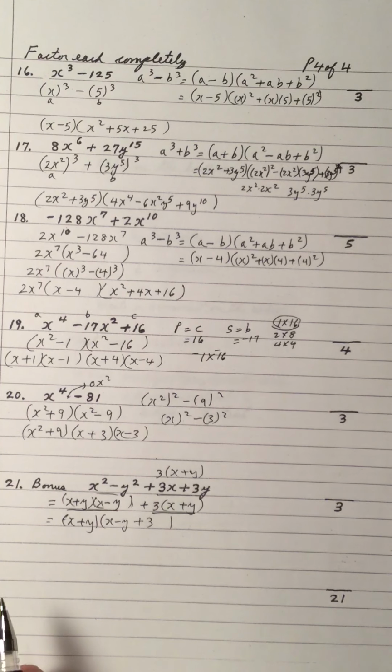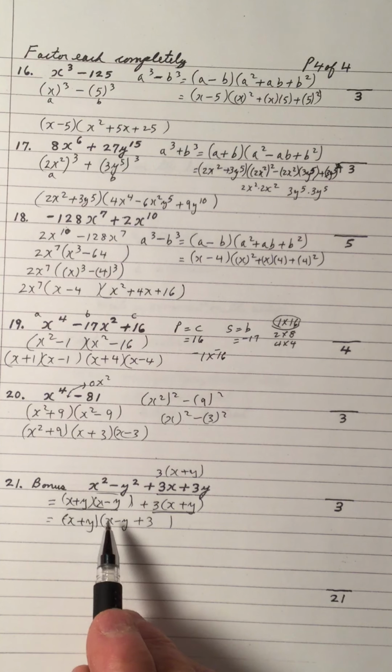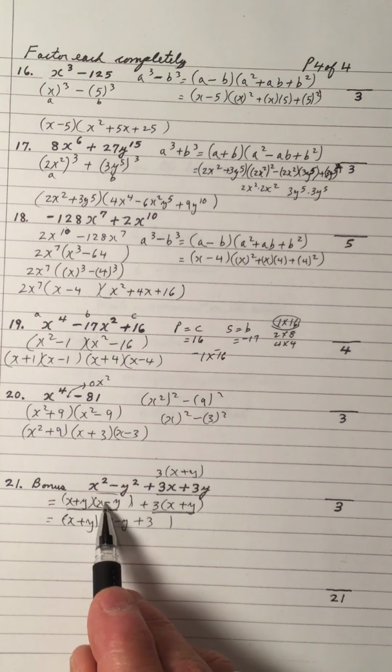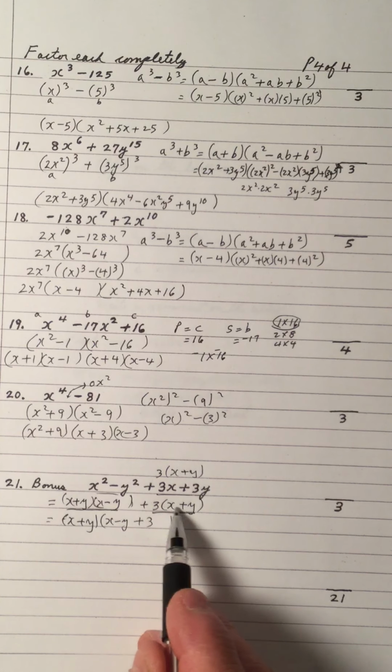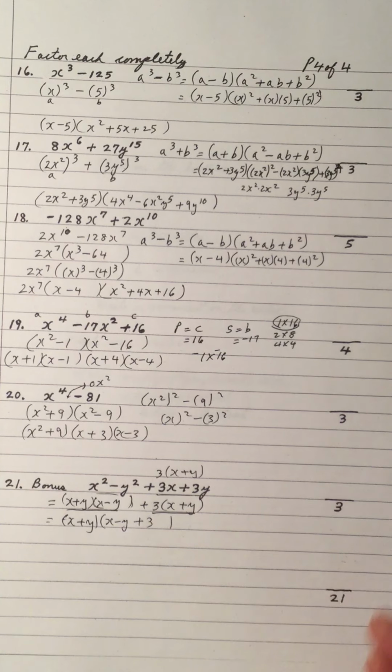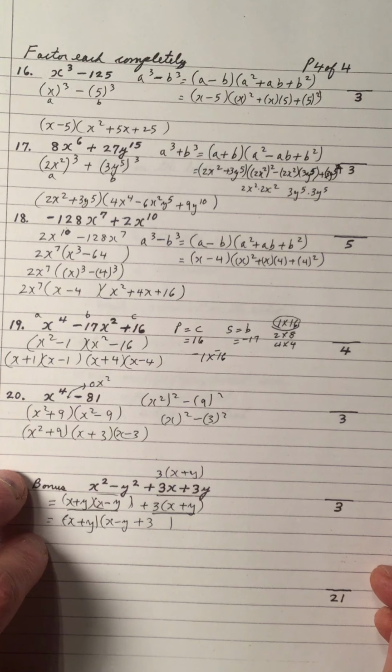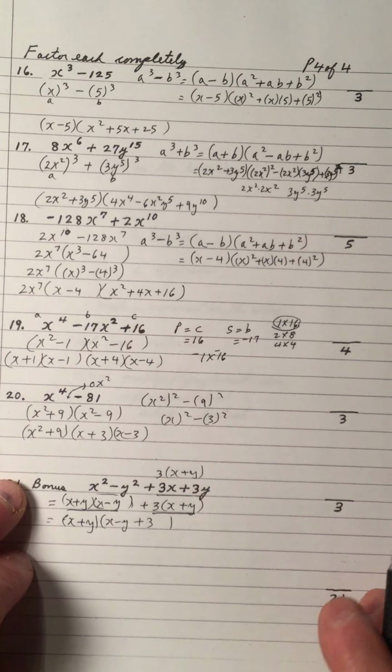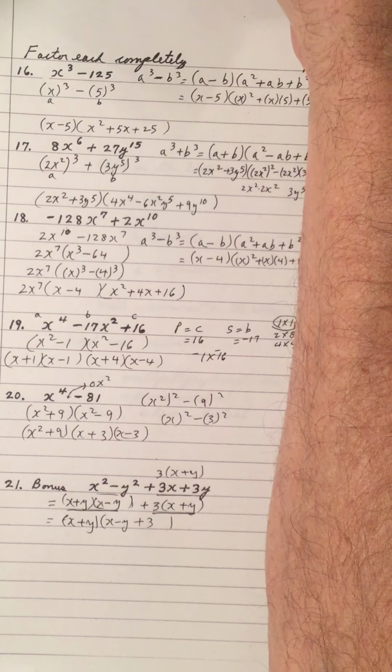So it's factoring. Noticing this, you get 1 mark. Doing this one, you get a mark. And taking out the x plus y as the final step, you get another mark. Total of 21 marks altogether when you add them up. And that brings us to the end.